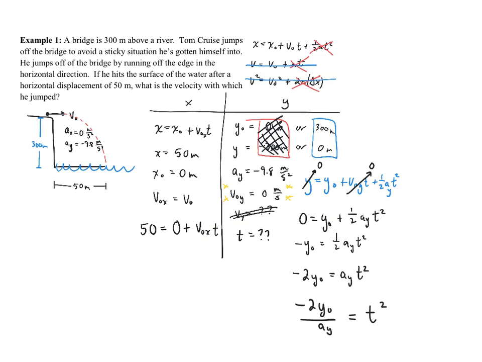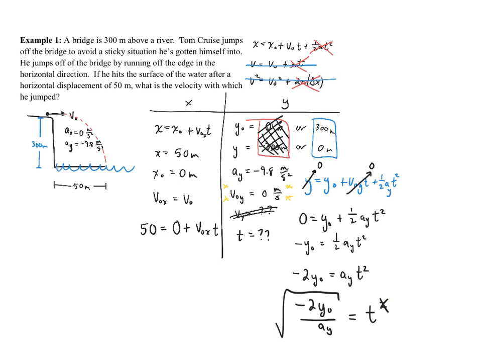And then finally, to get rid of the square, I'm going to take the square root. And normally when I put a square root, what do I put out in front of it? But do I have to here? Because time cannot be negative. Okay, so I don't care about that. So this is my answer for time.